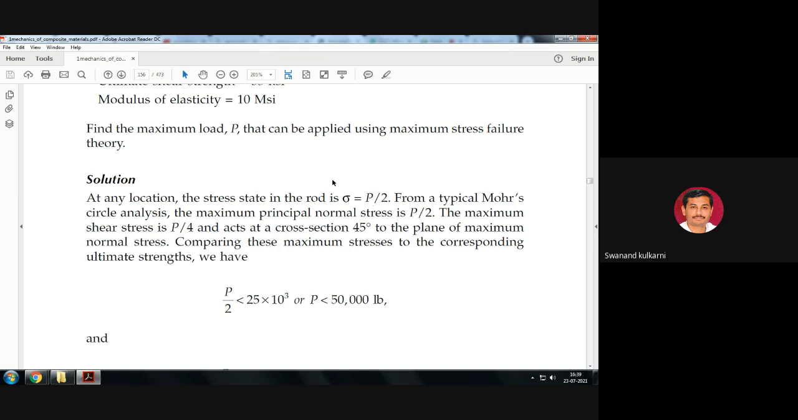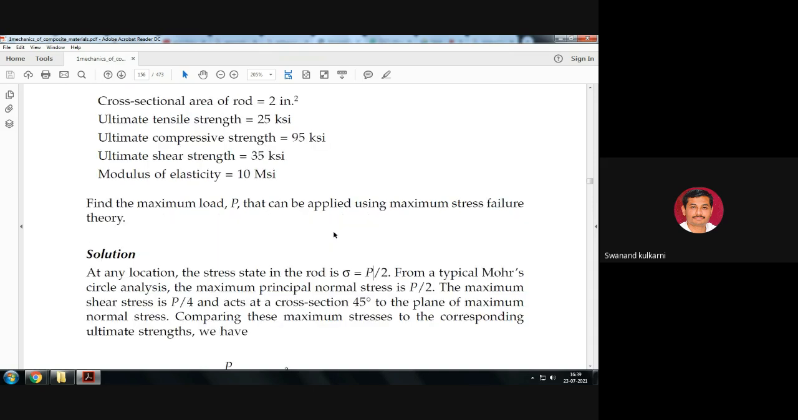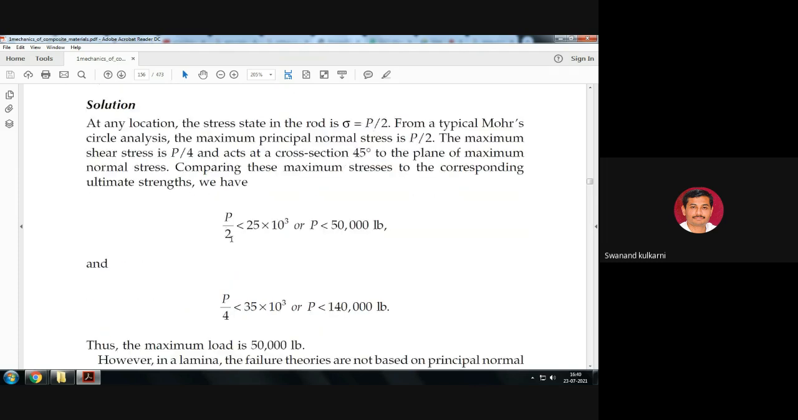And the radius with the help of which we are drawing this circle represents the shear component. So here P by 2 is less than 25 into 10 raised to 3. In this particular example, the ultimate tensile strength is 25 and the ultimate compressive strength is given to be 95. So the lesser value is what we will prefer, because it may fail in the tensile case, and in that case P by 2 is less than 25 into 10 raised to 3.